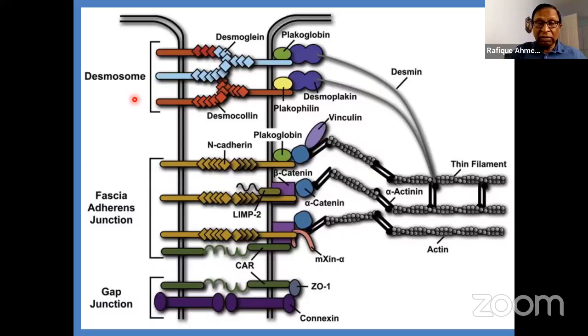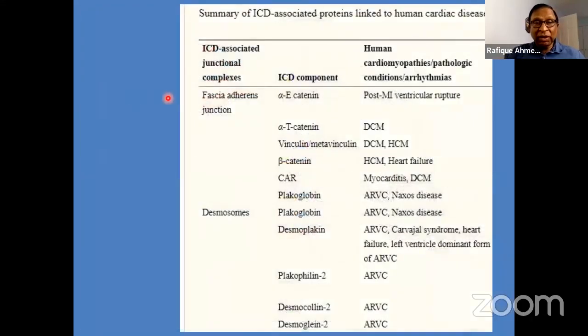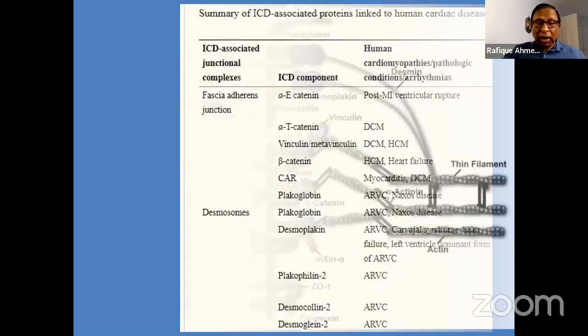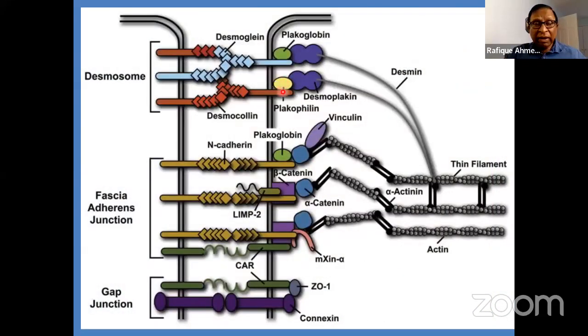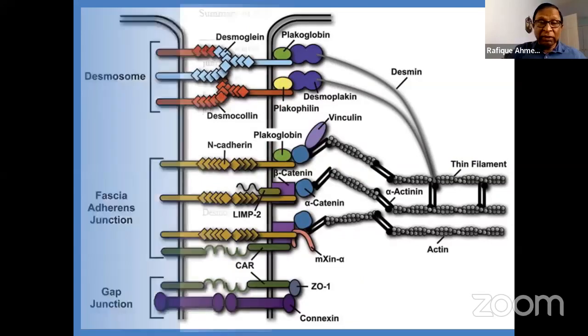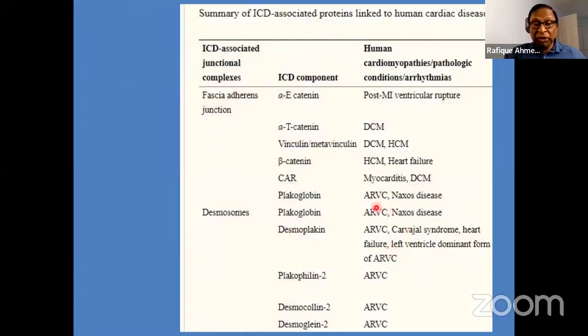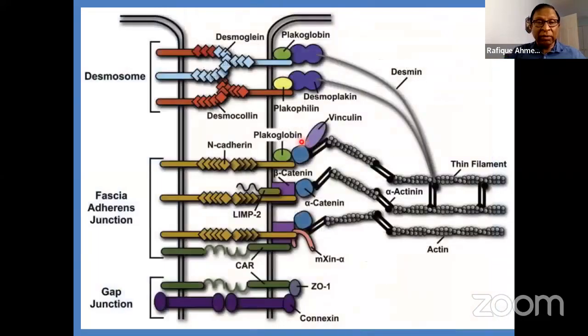And I'll just give you a summary of this. Look at this. This one is important: plakoglobin. Plakoglobin is this one. If there is a problem, that is what is connected to arrhythmogenic right ventricular dysplasia. And then desmoglein: arrhythmogenic right ventricular dysplasia, dilated cardiomyopathy, catenin. So these are all the things that we are finding out now.